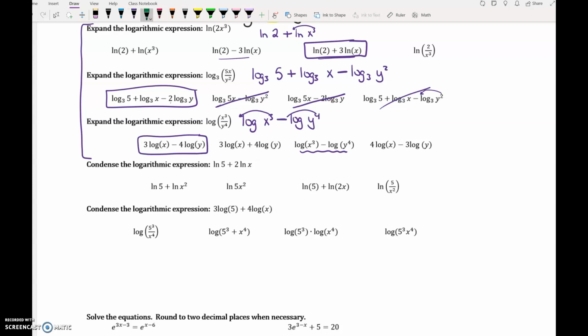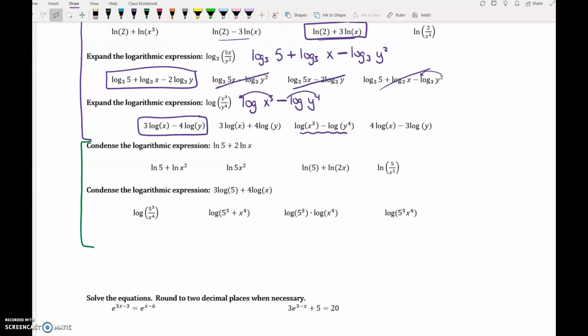Condensing. These 2 are one problem in EdSite, so make sure you scroll. First of all, this 2 would go back as an exponent. So you'd have ln of 5 plus ln of x squared. So inside one logarithm, you've got the 5 and the x squared. It's plus, so there's no division, and that's going to be our answer. So ln of 5x squared.